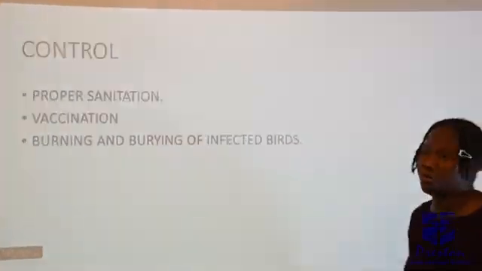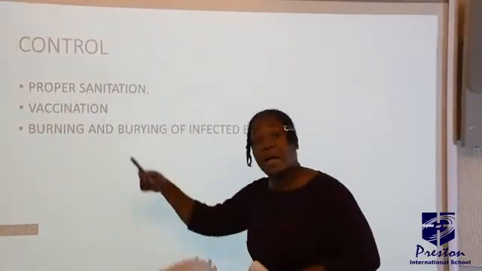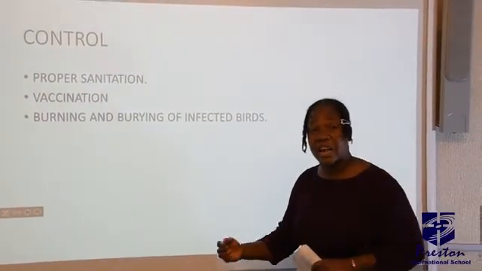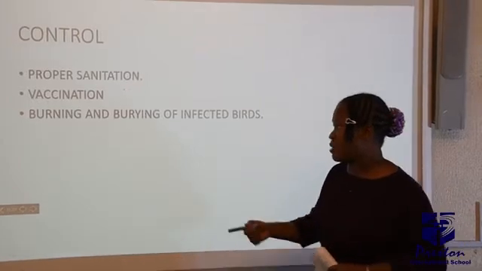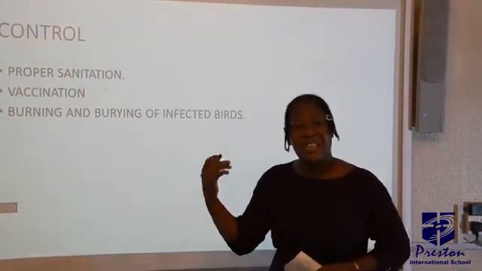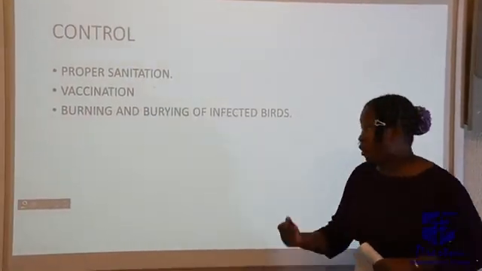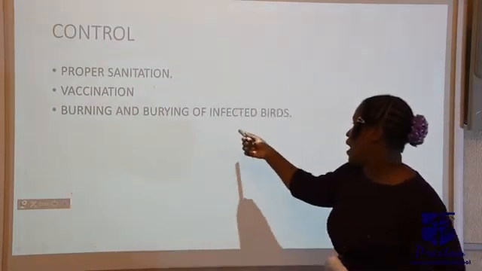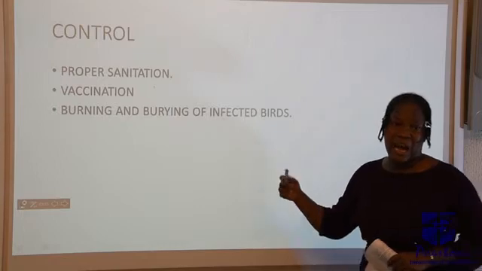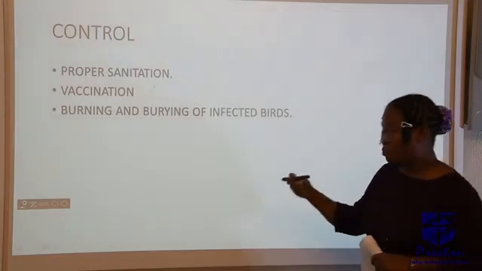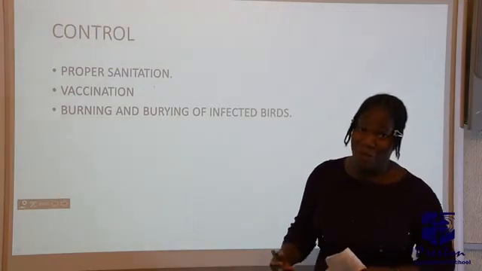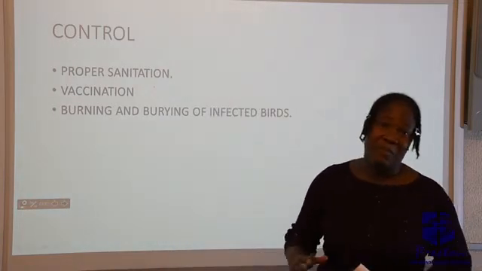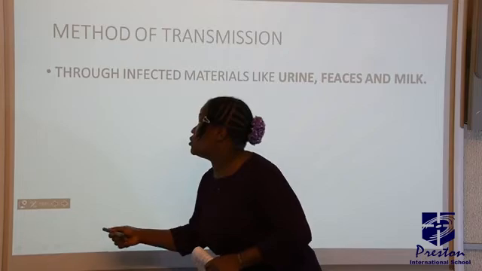Now, how do we control this? Proper sanitation. That means you change the litter, probably every 3 days or every week. Vaccination. You have to vaccinate them before the advent of Newcastle disease. Burning and burying of infected animals. The moment you notice them, you bury them. You don't slaughter them. You kill them and you bury them. All right.